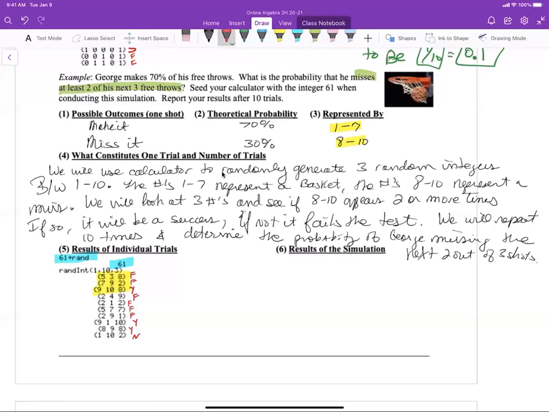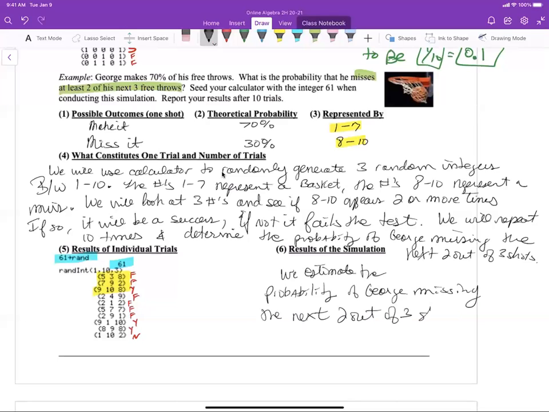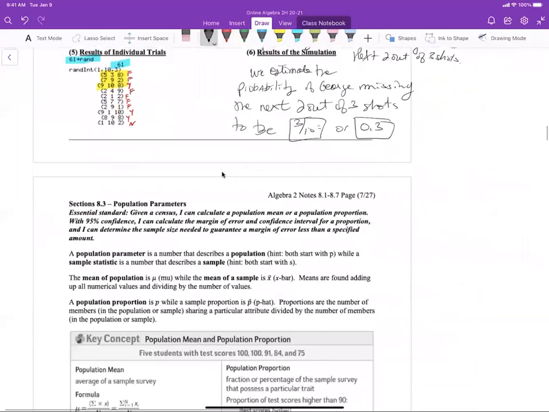So I have 3 that were successful. And so we can now report our results. We estimate the probability that George misses 2 out of 3 shots to be 3 out of 10 or 0.3, either one. Okay.